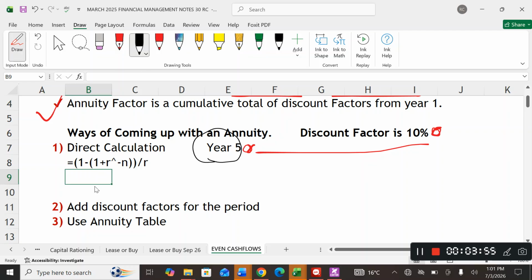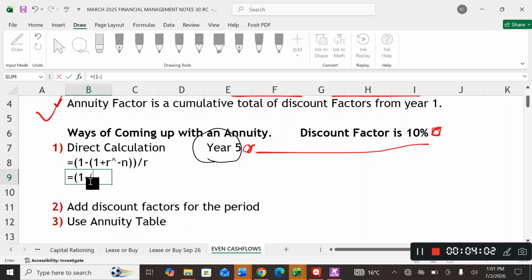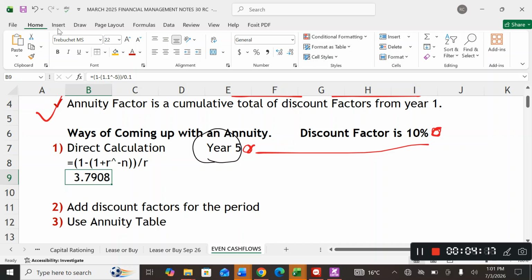So let us calculate this annuity factor. Equals open bracket 1 minus open bracket 1 plus 10%, which gives us 1.1, to the power minus 5, double close, divided by 0.1. So my annuity factor for year 5 at 10% is 3.7908. So that is our annuity factor. This is way number 1.